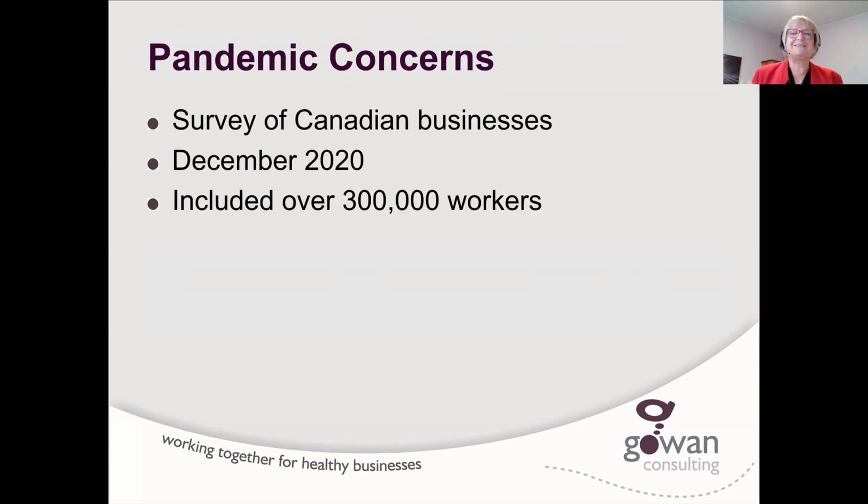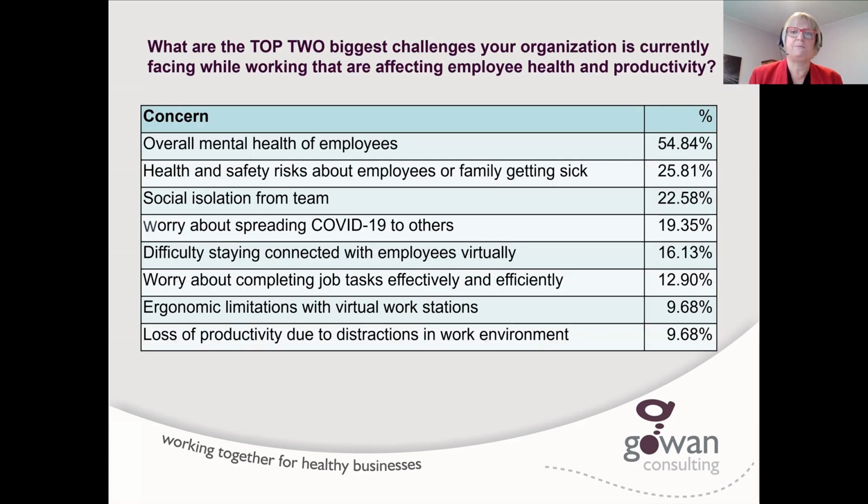So, what are the pandemic concerns that you told us? We surveyed Canadian businesses in December, and we asked you a couple of questions. This survey, it turns out, included over 300,000 workers across Canada. What are the top 2 biggest challenges that your organization is currently facing while working that's affecting employee health and productivity? Almost 55% of you overwhelmingly said mental health of employees. 25% said health and safety risks about employees or family getting sick. And 23% said social isolation from the team.